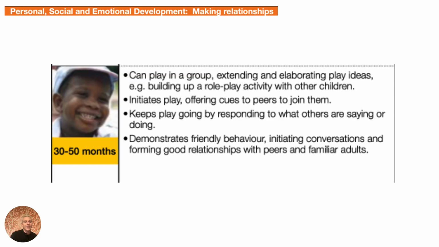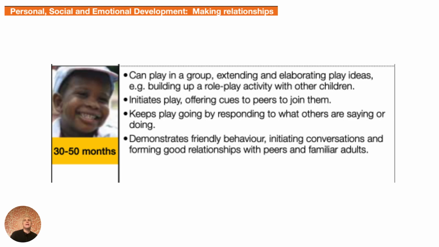And the final slide, we're just going to jump ahead and stick with the same aspect, same area of learning, but we're going to jump ahead to a child that's 30 to 50 months. You can see here that there are 4 milestones that they should be achieving within this age phase. And here are the examples. Can play in a group, extending and elaborating play ideas. For example, they could build up a role play activity with other children. They may initiate play, offering play cues to peers to join in with them. So there are 2 examples out of the 4 listed here on the screen of what we would expect to see from a child between age 30 and 50 months.